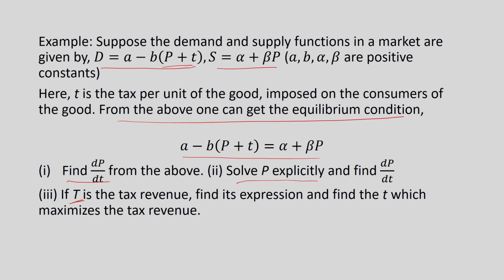Remember, the government has control over small t, that is the only thing that the government can do. So, the natural question arises: if the government wants to maximize the capital T, which is the tax revenue, then at what value of small t is the capital T maximized? The government will like to impose that rate of tax that will generate the maximum tax revenue.